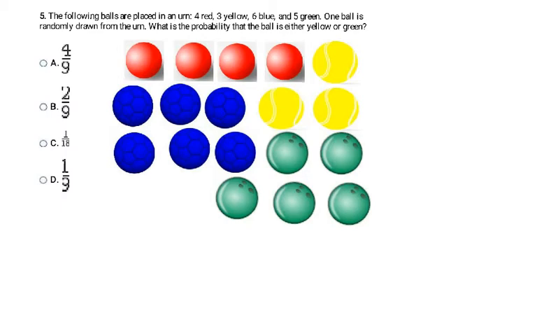So this example says the following balls are placed in an urn: 4 red, 3 yellow, 6 blue, and 5 green.